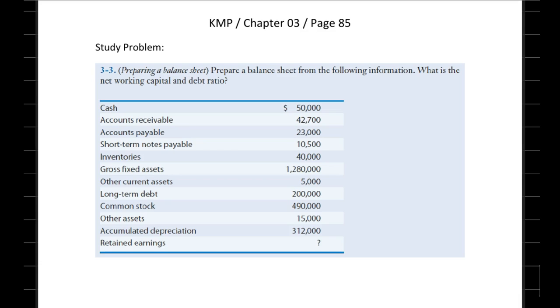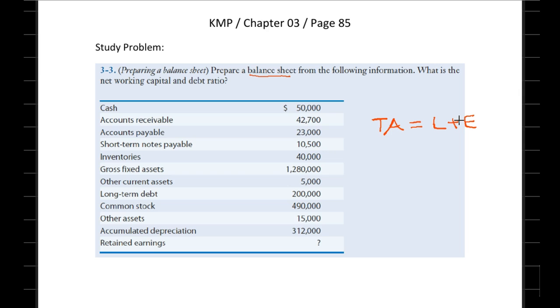Welcome. We will go over study problem 3-3 from chapter 3, page 85 in our textbook. So this problem is basically asking for the balance sheet of the firm. In order to answer this question, we should have a very good understanding of the balance sheet, obviously. The balance sheet is a financial statement which basically goes deeper into the accounting equation. Recall the accounting equation, which states that total assets equal liabilities plus equity.